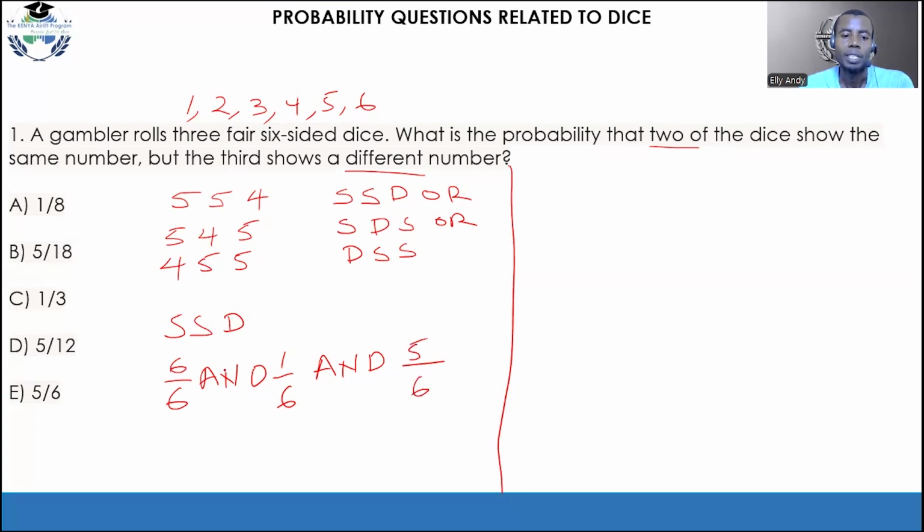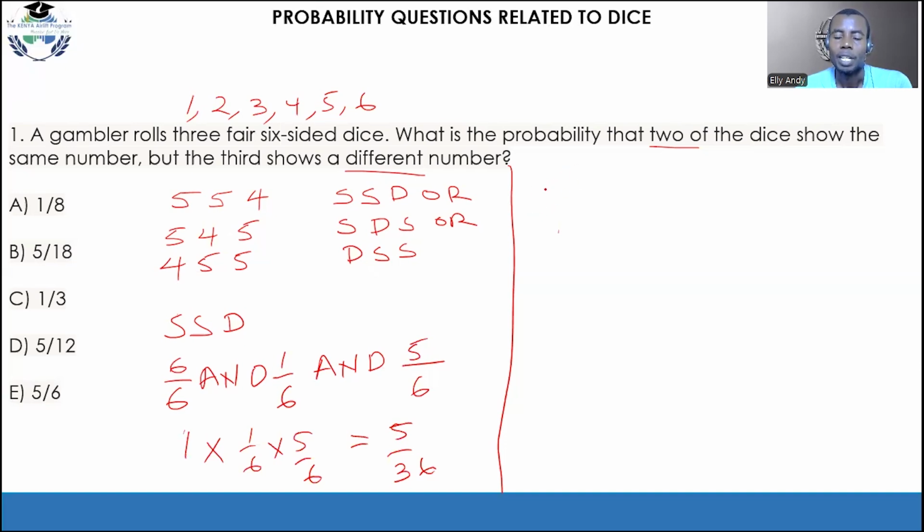Now, probability rules dictate that for and, we need to multiply. So for SSD, we'll have 1 times 1 over 6 times 5 over 6. That will give us 5 out of 36. So take a look at the remaining possibilities. That is SDS and DSS. What do you think they should be? If your answer is 5 out of 36 for each, then you are right.